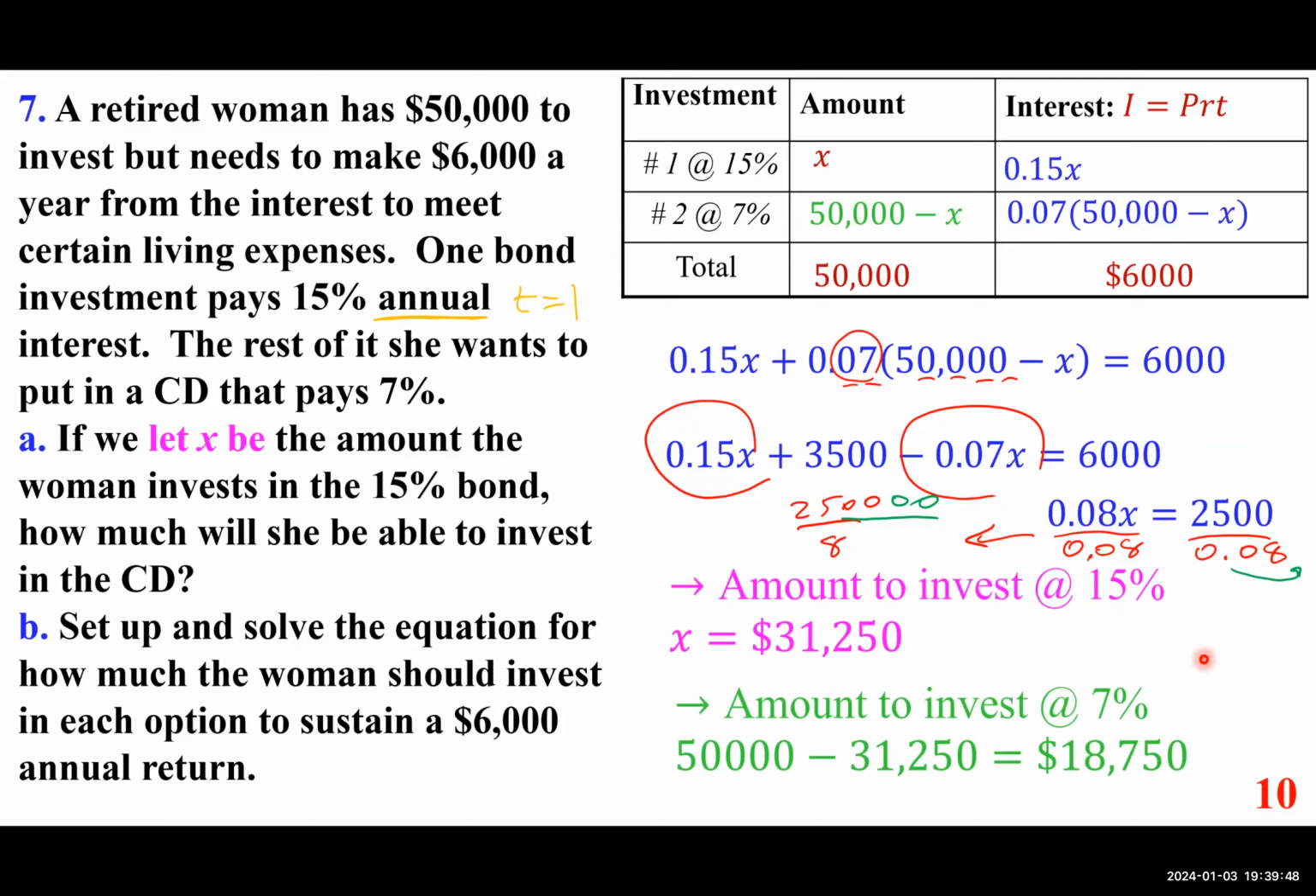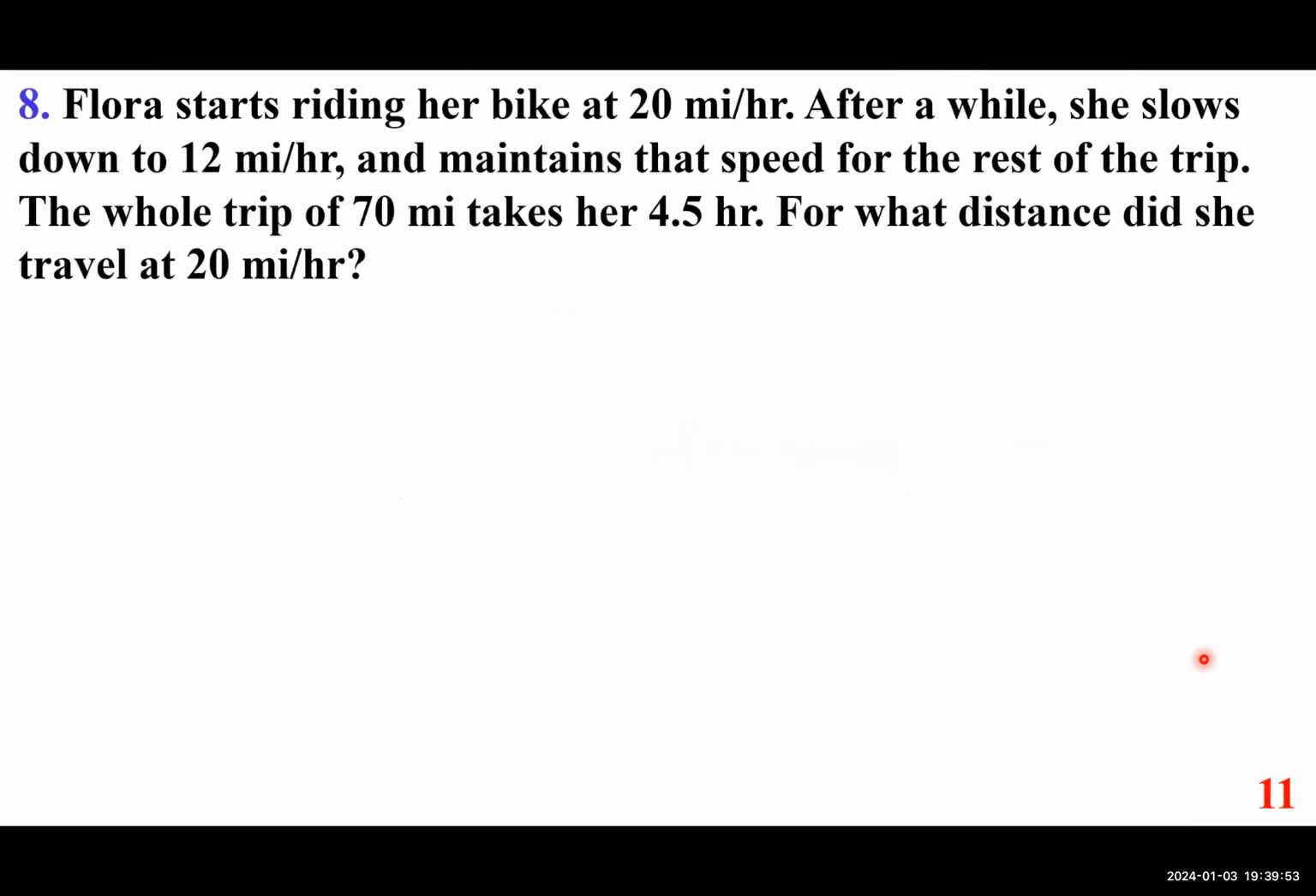Let me look at one more example. Flora starts riding her bike at 20 miles per hour. After a while, she slows down to 12 miles per hour and maintains that speed for the rest of the trip. The whole trip of 70 miles takes her 4.5 hours. For what distance did she travel at 20 miles per hour? Again, you have to set up a table.